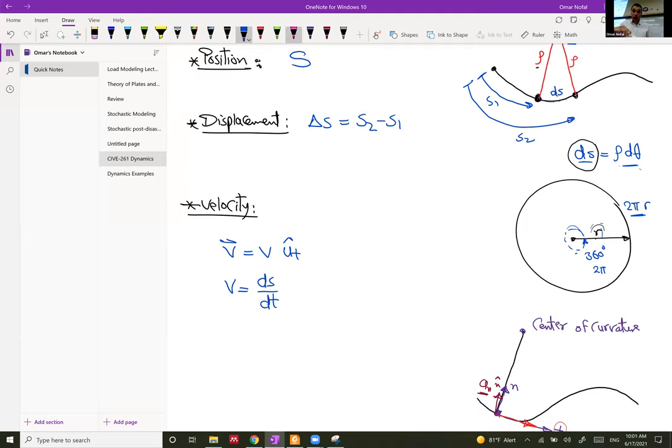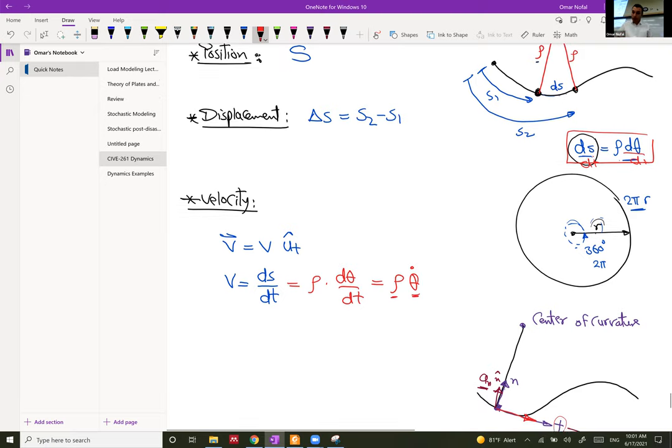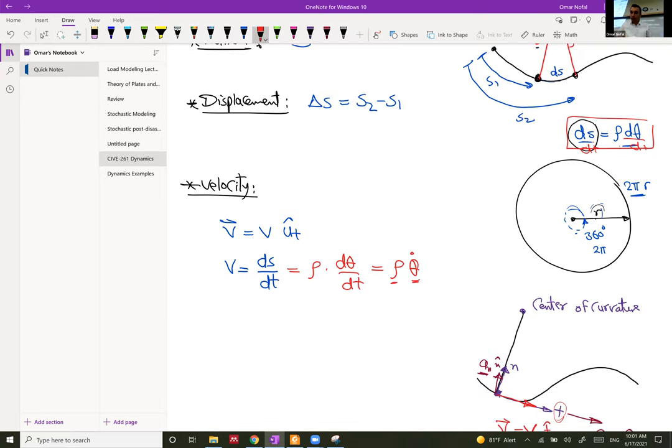As we know from here, ds is equal to rho d theta. So ds/dt will be rho times d theta over dt. Just like putting dt here and dt here, it will give you this equation, and it will end with rho theta dot, where rho is the radius of curvature and theta dot is the time rate of change of the angle, or what we call the angular velocity. So this is for the velocity.